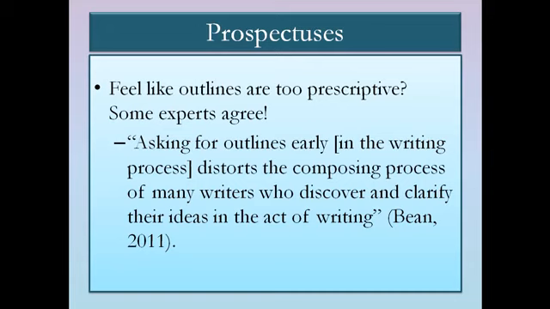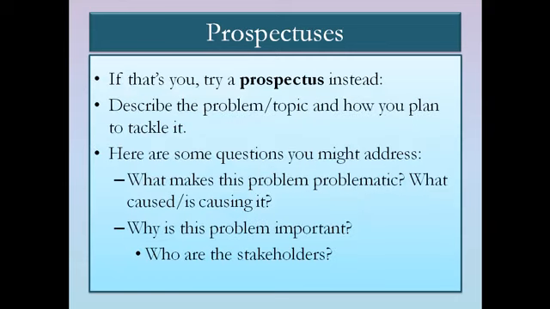And if this is you, if you are one of those writers who likes to discover and clarify your ideas while writing, then you might try a prospectus instead of an outline. So a prospectus is an actual piece of prose. It's usually going to be a page or two long. It's going to be written in paragraph form. And how you do a prospectus is you're going to describe the problem or the topic at hand and how you plan to tackle it.